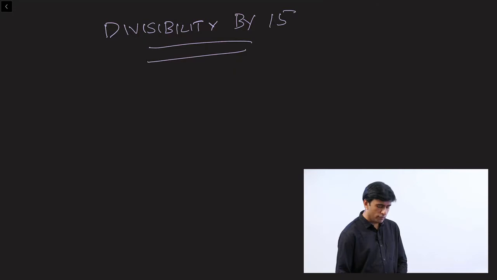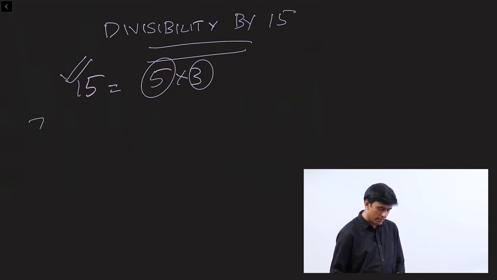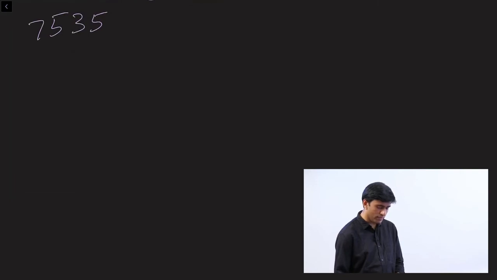Divisibility by 15. We know 15 is equal to 5 times 3. So if a number is divisible by 5 and 3, we can say that the number is divisible by 15. Let's consider 7535. Let's see if 7535 is divisible by 15.